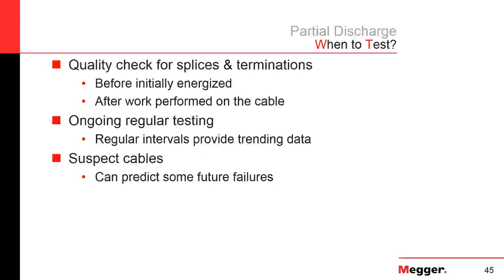So when do we use partial discharge testing? As a quality check for splices and terminations, as an acceptance test before the cable's initially put into service. We can also use it after work is performed on the cable. If you put a new splice in, we can do a partial discharge test to ensure that that splice was done well. It's also a very good test to do on an ongoing regular basis every 2 to 5 years, along with your tan delta testing. That way we can get some trending data.